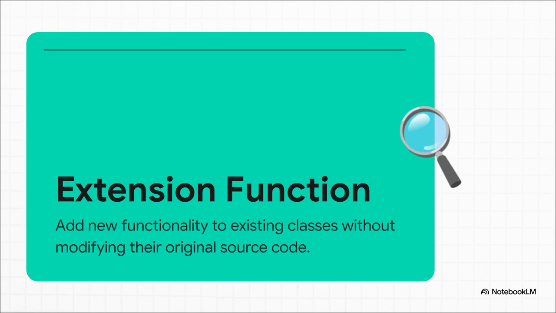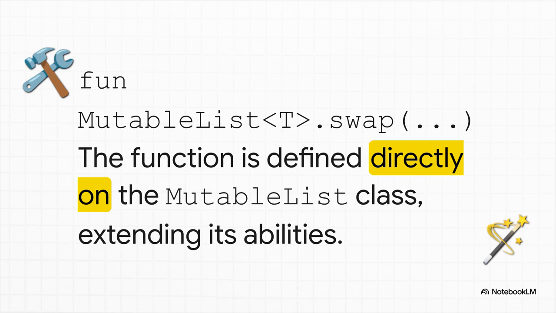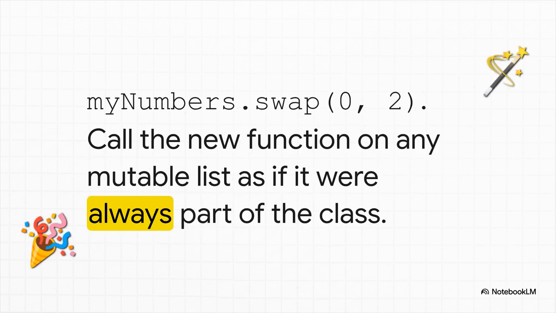It's a game changer. So look here, we're making a new function called swap, but check out the syntax, MutableList<T>.swap. See that? We're defining the function directly on the MutableList class. That little dot, that's where all the magic is. And here's the payoff. We make a totally normal list of numbers, and then we can just call .swap on it. Just like that. It's as if that method was built into the list class from day one. Our list now has a new skill, and our code looks super clean and easy to read.